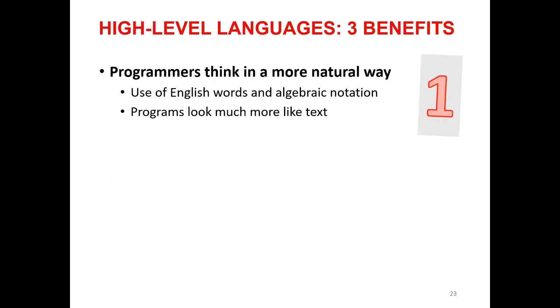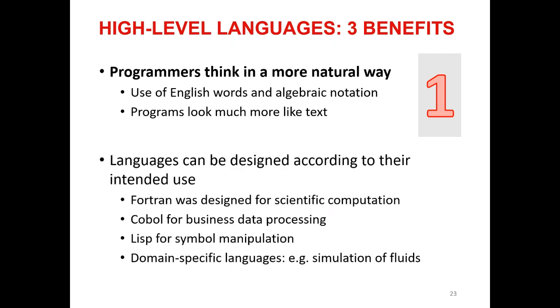I want to show you here three benefits of high-level languages. We have mentioned some of them, but I want to make clear which they are. The first one is that using these high-level languages, we usually use English words and algebraic notation. The programs look much more like text, as if we were writing. This makes programmers think in a more natural way. That would be one benefit of high-level languages. You can see that there are different languages depending on the domain, and you have some examples here.